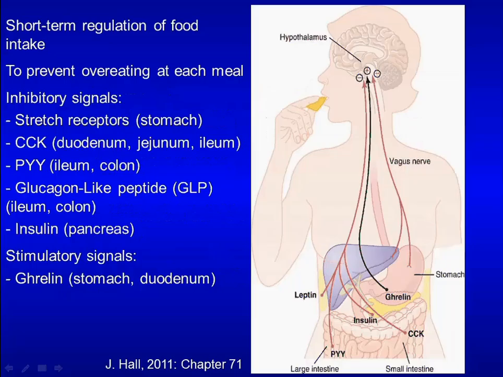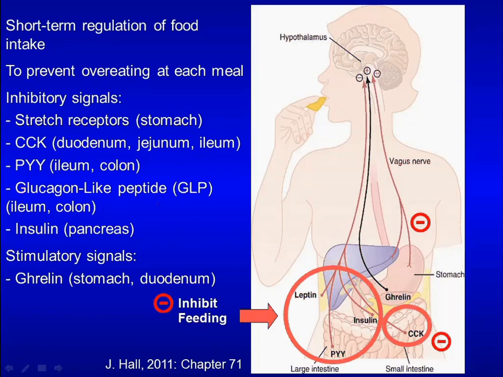Short-term regulation of food intake is concerned with preventing overeating at each meal. Here are signals that inhibit short-term food intake. First are stretch receptors, found in the stomach. When the stomach is distended, stretch signals are transmitted by way of the vagi to the brainstem and then inhibit the feeding center. Appetite for food is reduced. GI hormones, including CCK, peptide YY, glucagon-like peptide, and insulin, also inhibit the feeding center. On the other hand, ghrelin is released from the stomach and duodenum during fasting. It increases appetite.